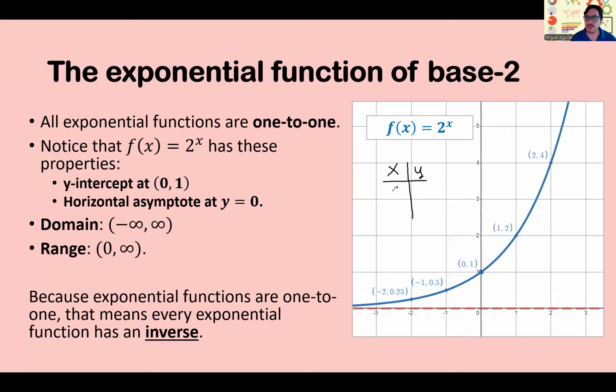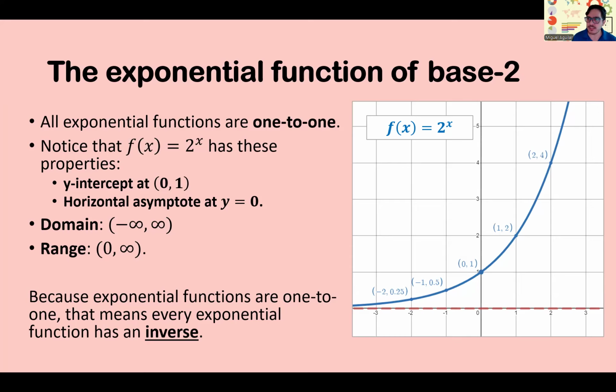For instance, if I chose 0 for my x value, then I can evaluate 2 to the 0 power and get a y value of 1. That's where we get the point 0, comma 1, which happens to be the y-intercept. If I plugged in 1, that would be 2 to the 1 power, and we would get 2. So 1 comma 2 would be your next point, and we could continue doing that, and so on and so forth.